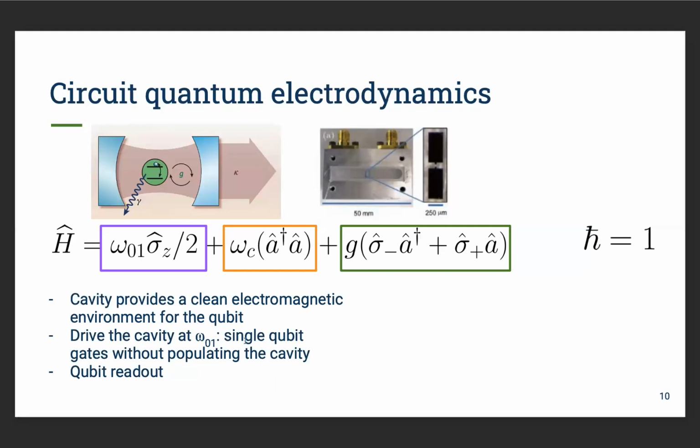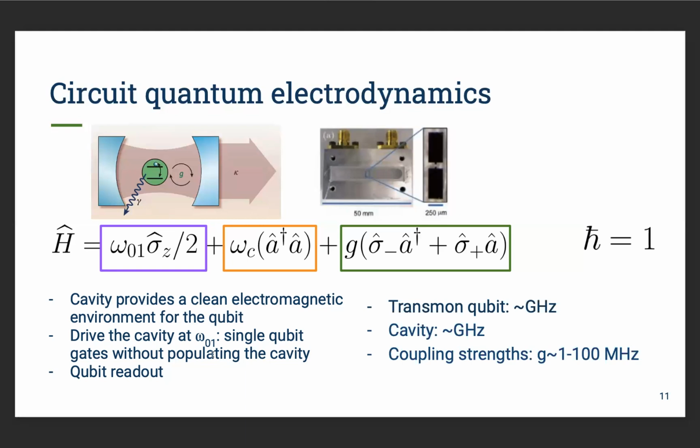And so there isn't going to be any unwanted photons to interfere with the qubit. Second, we can send a tone into the cavity at frequency omega 01, and so this is the qubit frequency. And we can use this to manipulate the state of the qubit without populating the cavity. And then finally, and maybe most importantly, we can use the cavity to read out the state of the qubit. And I'll say a couple more words about that in just a second.